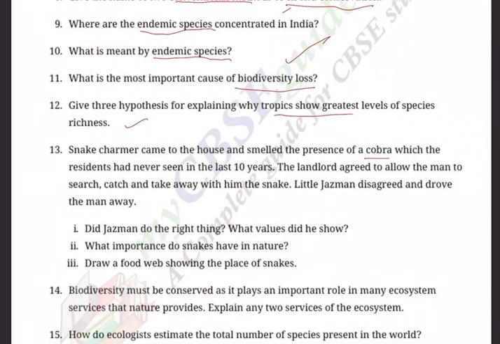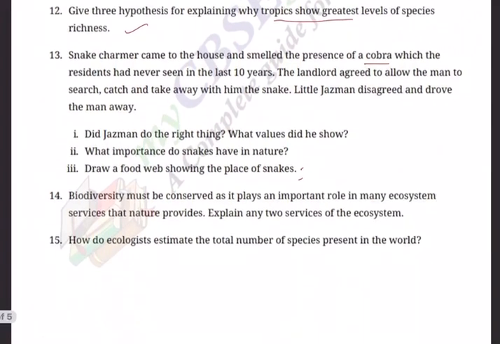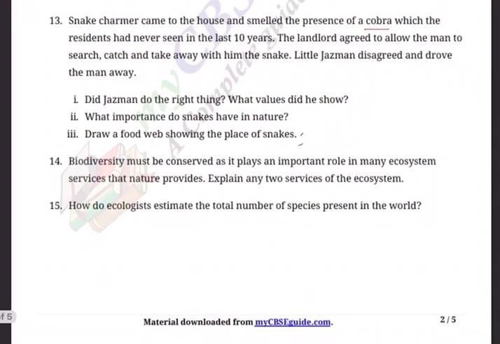1. Did John do the right thing? What values did he show? 2. What importance do snakes have in nature? 3. Draw a food web showing the place of snakes. This question 13 is of course very important, and it's a 4-mark question. Case study question it is called. So in every chapter at least 1 or 2 case study questions we must prepare so that you can get 8 out of 8. It is worth 8 marks.